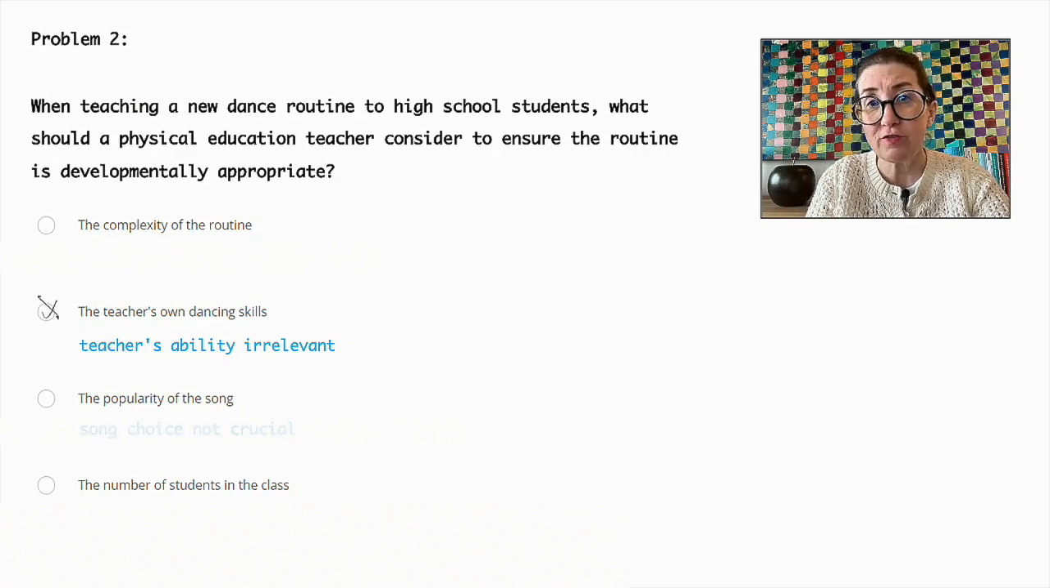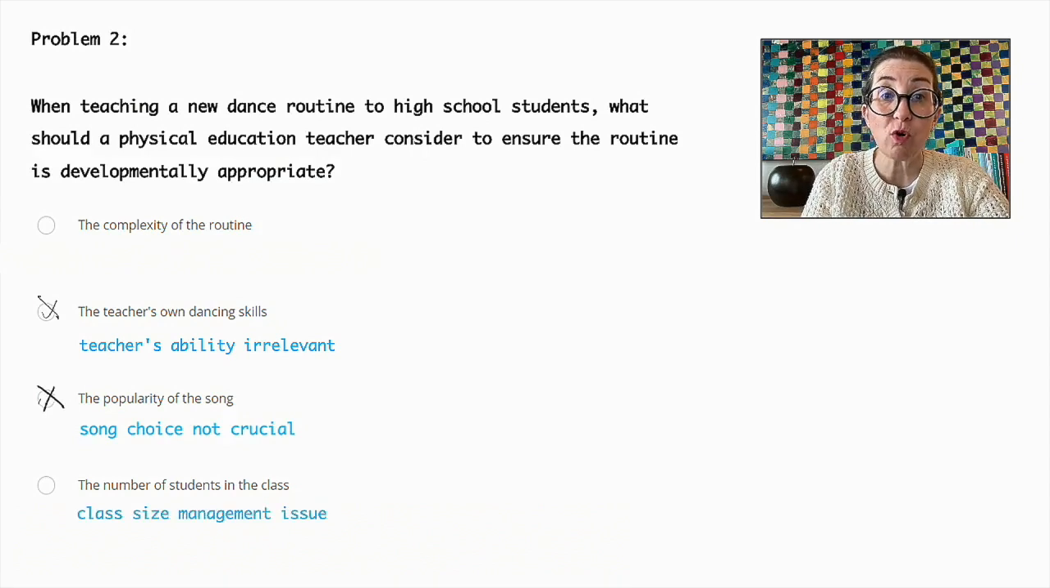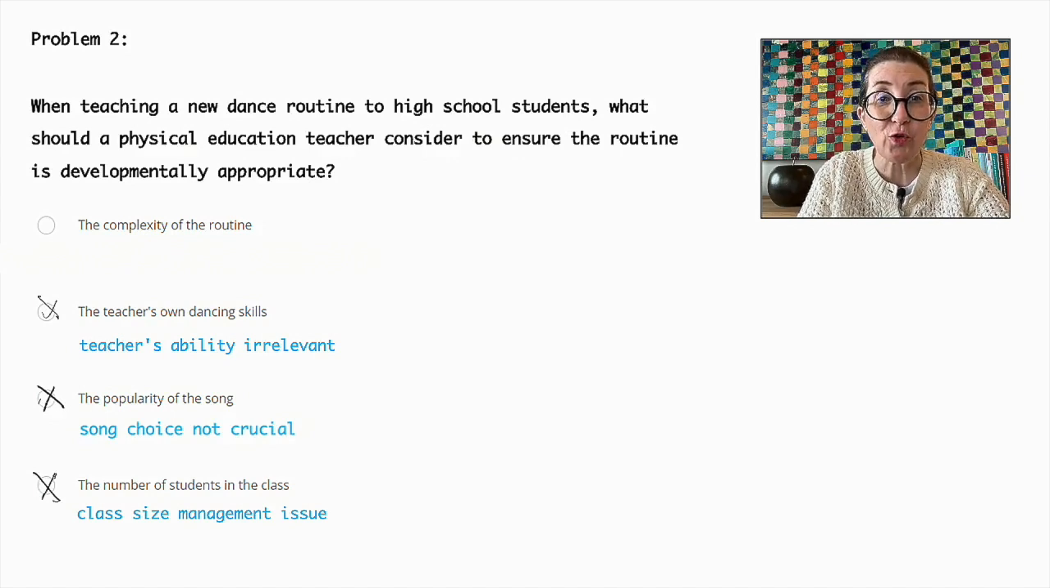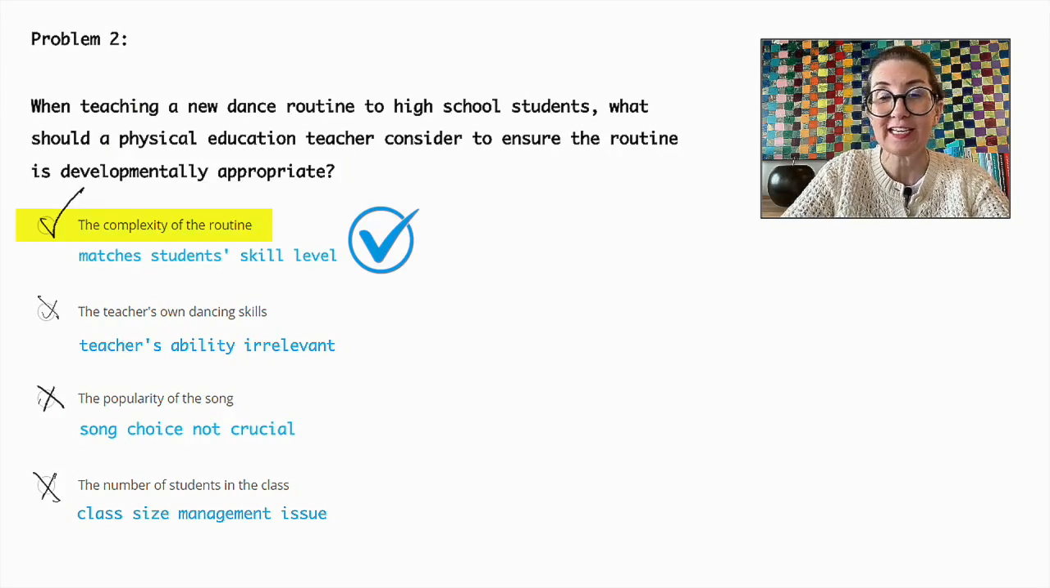The popularity of the song does not necessarily mean the routine is suitable for students' developmental levels. The number of students in the class relates more to classroom management than the appropriateness of the routine. So we can also rule that out. The correct answer is the complexity of the routine, which should be suitable for the student's developmental stage and skill level, ensuring that it is challenging yet achievable, allowing students to learn and enjoy the process effectively. Therefore, the complexity of the routine is the correct answer.